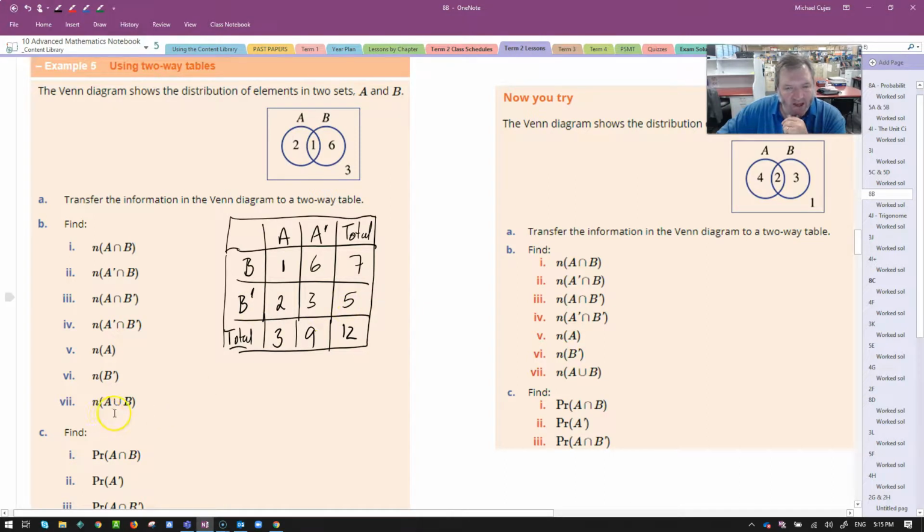The number in set A or set B, so I can just add them together, 2 plus 1 plus 6, 9. Note when you're trying to do it from the table here, I can't just go 3 plus 7 because that one got counted twice. 3 plus 7 is 10, but I've got to subtract that A and B because I counted them twice. That will get me back to 9.